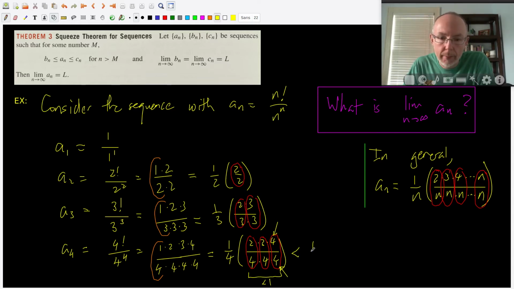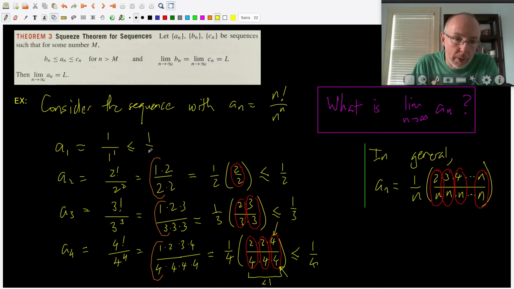So this is less than 1/4 because this is a quarter multiplied by something that's less than 1. So I get something that's less than a quarter. This is less than a third because I get a third and I multiply it by a number that's less than 1. This is less than a half. Well, actually it's not. It's less than or equal to a half. In this case, it's actually equal to a half. So just to be fair, I'm going to put an equal there just in case that happens, because it happens here too. I can write that as 1 over 1, and that's definitely less than or equal to 1 over 1, right? Because it is 1, so it's equal.